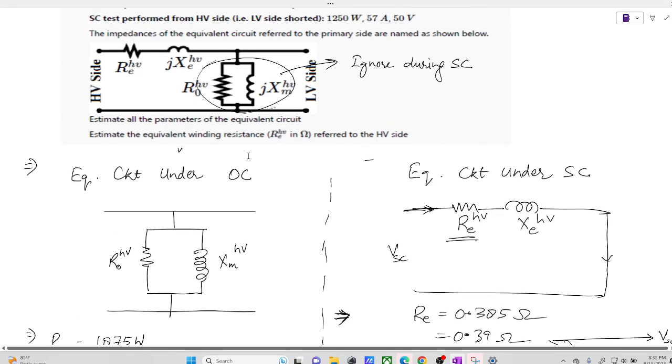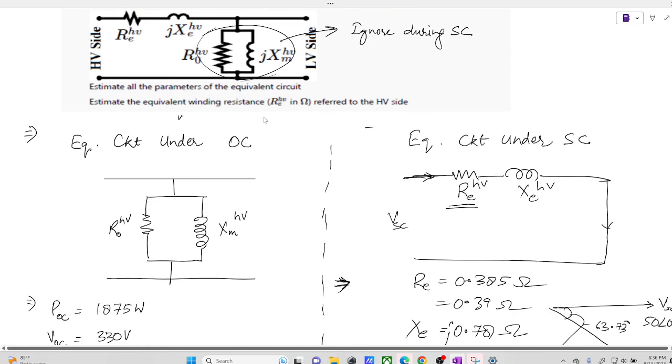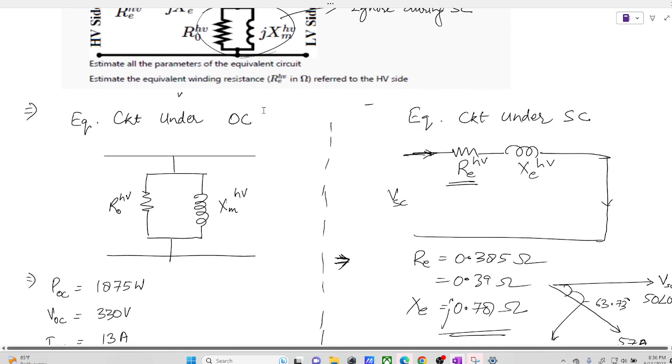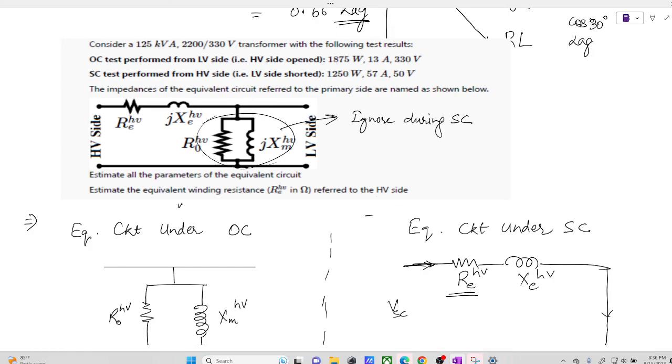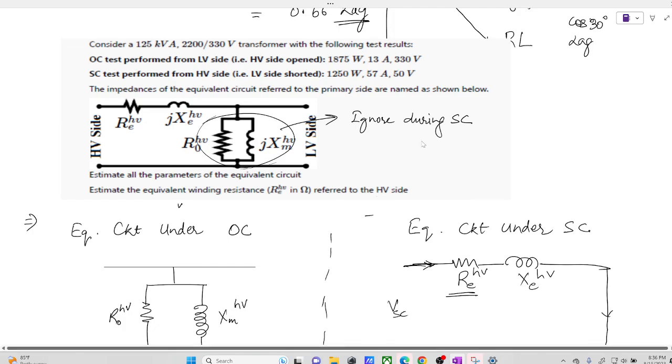Since the open circuit test is performed from the low voltage side, and we have been asked to find R naught HV, you need to refer it to the high voltage side. How to refer it to the high voltage side? You need to multiply by the square of the turns ratio, the transformation ratio.